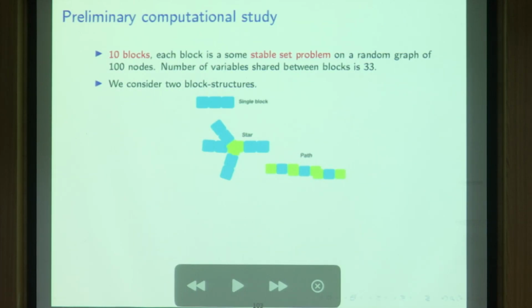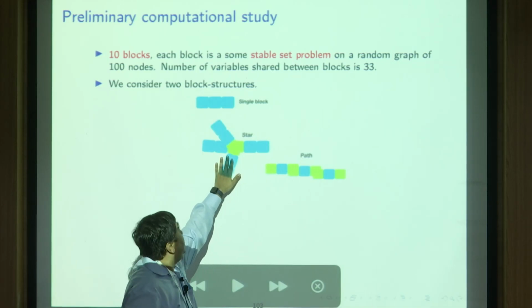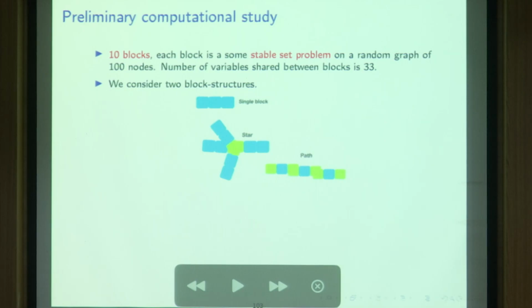So is there any hope of making this work? Because monomials are crazy, we can't solve them. So again, the thinking is, can I solve these small problems? Here's what we did experiments on. We thought of problems with 10 blocks of stable set. Each block has 100 variables, and these are 2 experiments. This is sort of your stochastic programming setting. Each block has 3 sets of variables, 1/3, 1/3, 1/3.